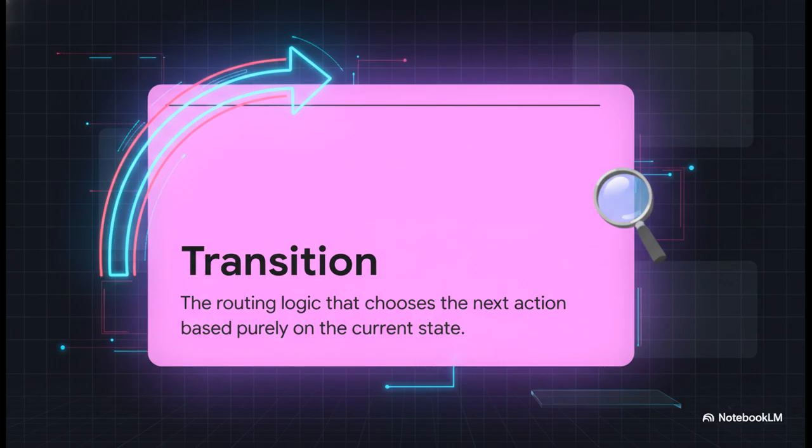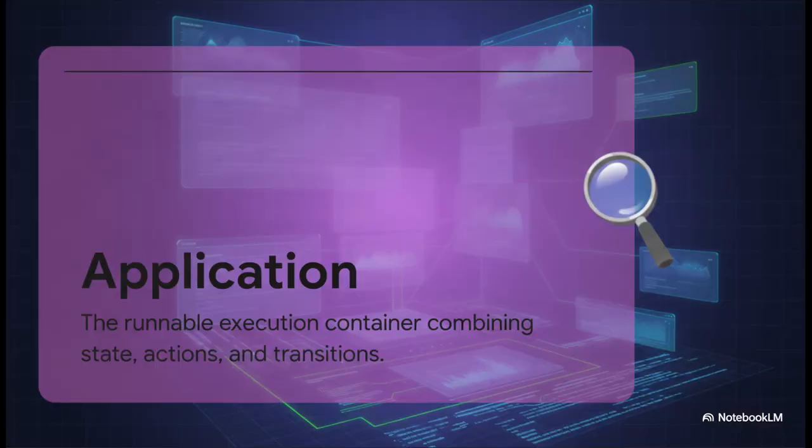This is basically your routing logic. It decides the very next action based purely on the current state. It forms the explicit path your application takes, which completely removes any of that stressful ambiguity about where the execution is actually heading next. And finally, bringing it all together, we have the application.